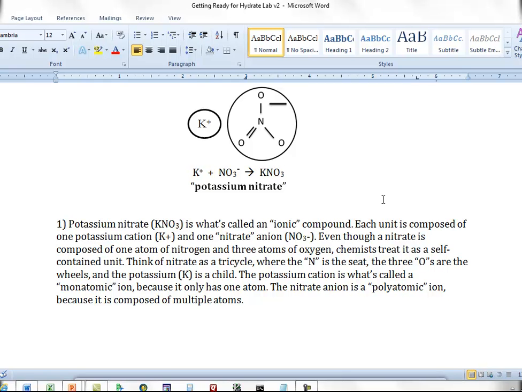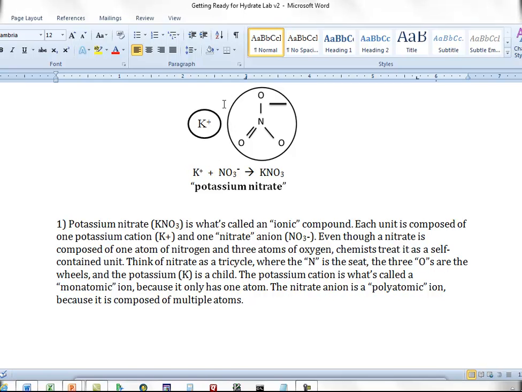I just wanted to offer this as a supplement to the handout that you're working on today. I'm going to focus mainly on the first three questions, just to clarify a few things.